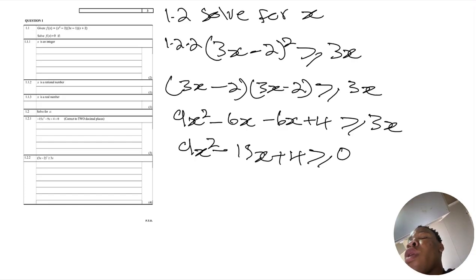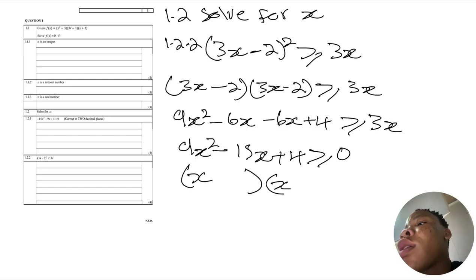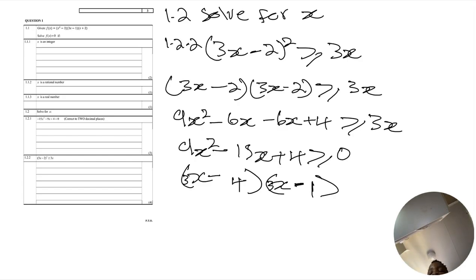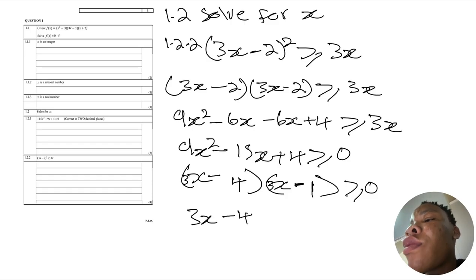So now we find the factors. We simply open the brackets. We have 3x, 3x, minus, minus. The bigger factor takes the first sign. So greater than or equal to 0, we will have 3x minus 4 greater than or equal to 0.